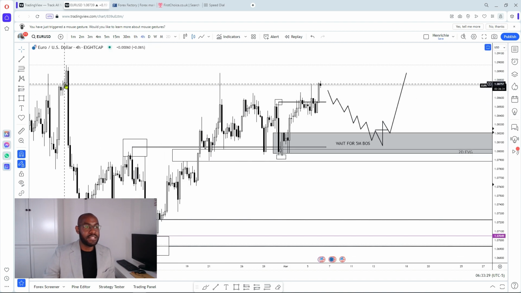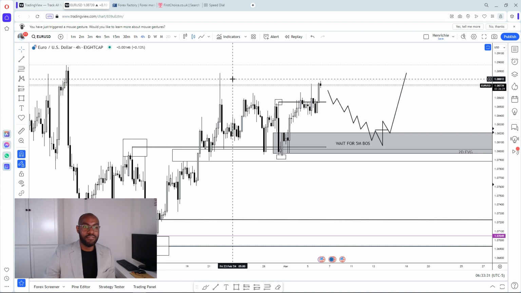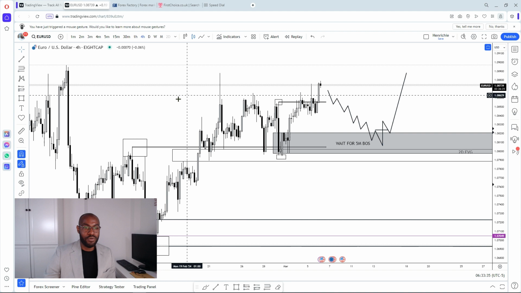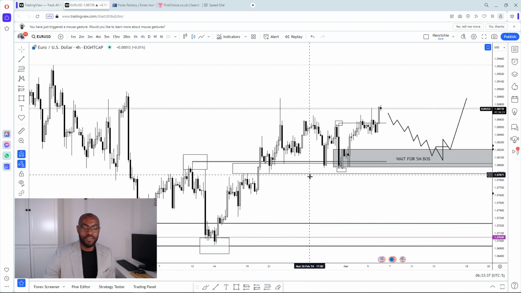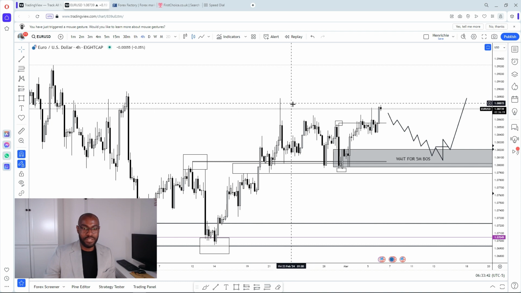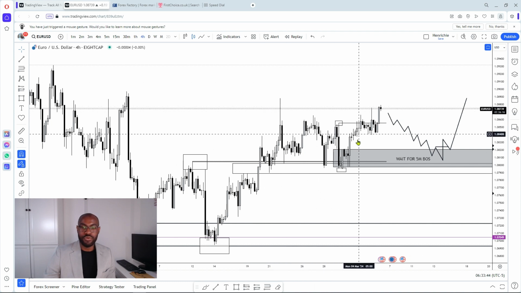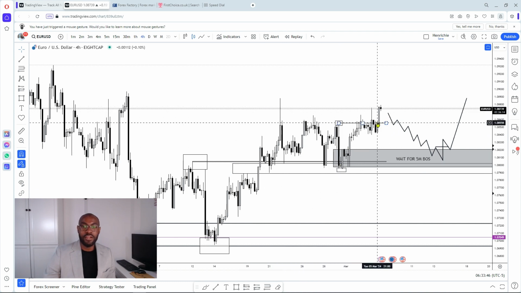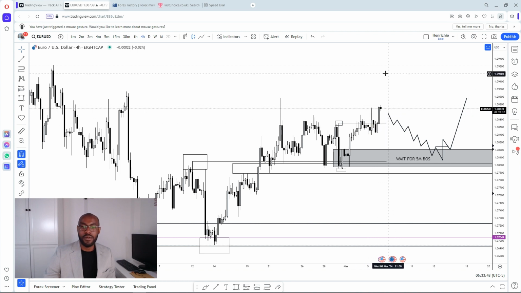And so far, we mitigated this extreme key level right here, and after that mitigation, we saw this retracement. So we were expecting to see some level of deep retracement, but as you can see, price didn't really have much downward momentum to retrace. So after that, we've just been having this continuous move to the upside.